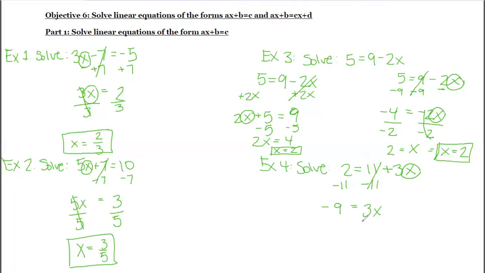At this point, we know what to do. We divide both sides by 3 because the 3 is being multiplied by the x. 3 over 3 is 1. Negative 9 divided by 3 is negative 3. So we know that x equals negative 3. All right. So that was examples 1, 2, 3, and 4. Now let's look at 2 more examples before we go to part 2.